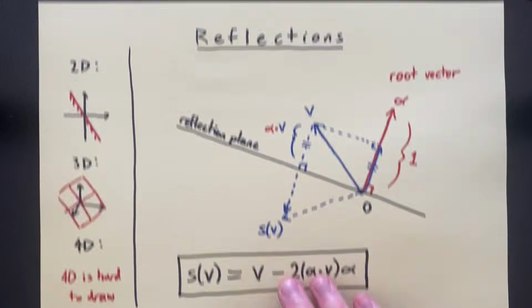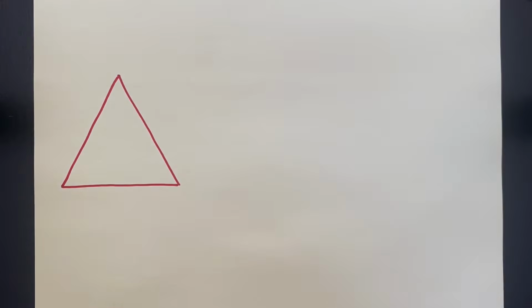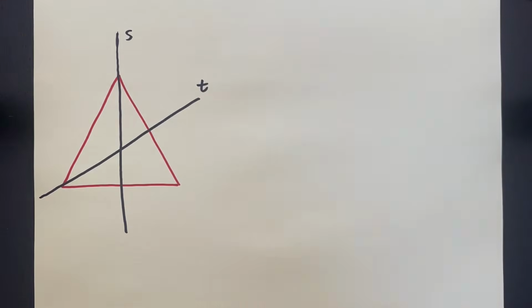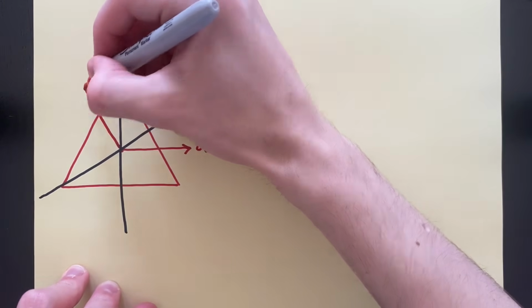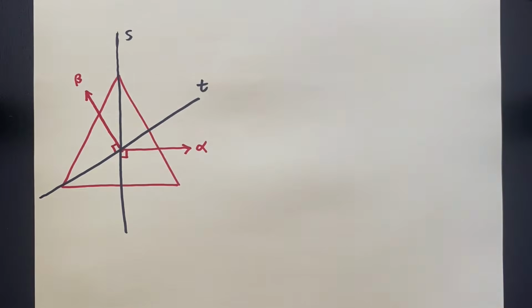Now let's go back to the triangle group we saw in the previous video and write out these reflection functions. Here's the 2 planes for the generating reflections s and t, and here's the 2 roots, the normal vectors to those planes, which I'm going to call alpha and beta respectively.